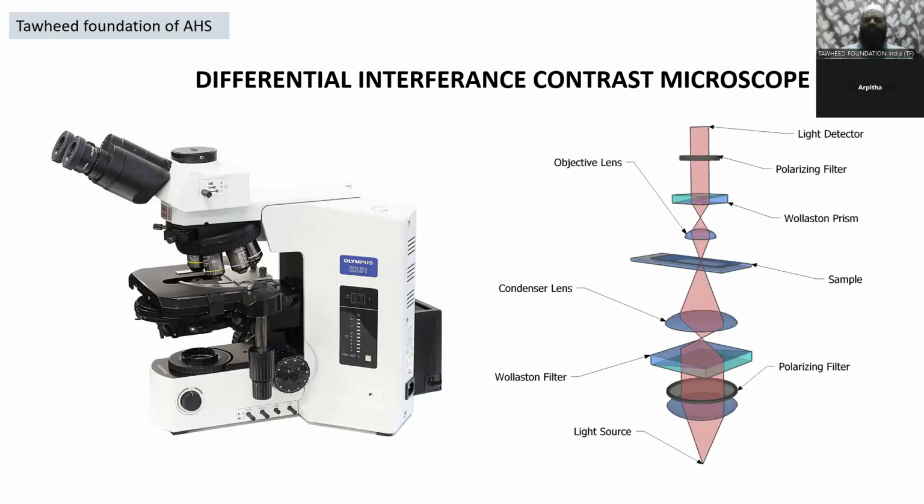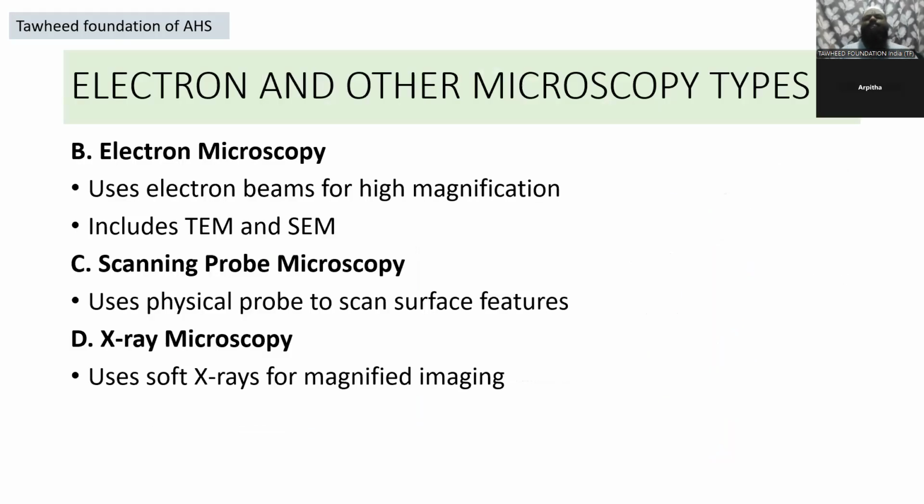Differential interference contrast microscope. It is a microscopic technique used on unstained and transparent samples to enhance the contrast of their image. Some of the samples cannot be stained with any of the stains. In such cases, this microscopy can be used to identify transparent samples and the samples which cannot take up any of the stains.